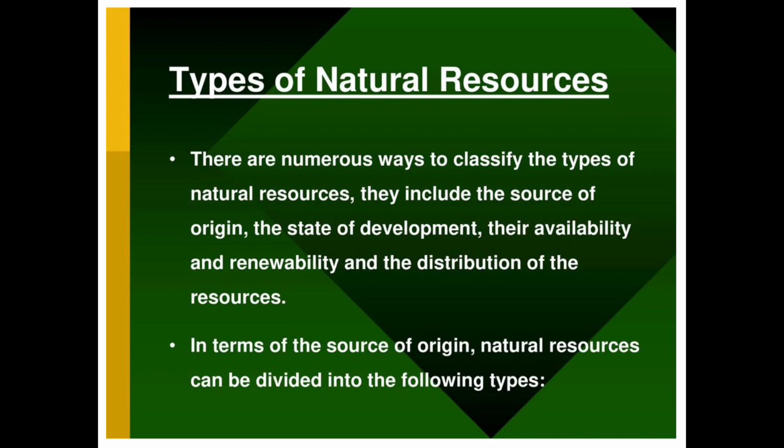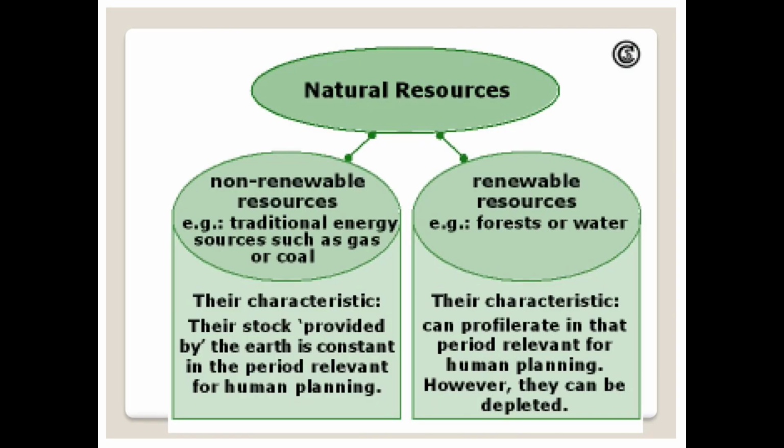Now, what are the different types of natural resources? There are different types of natural resources based on the origin, state of development, availability, as well as renewability and distribution of resources. So there are a number of ways on the basis of which we can divide the natural resources. First, the natural resources are mainly classified into two types, that is non-renewable and renewable. See, the name itself says renewable. Renewable means which can be renewed, like water and forest.